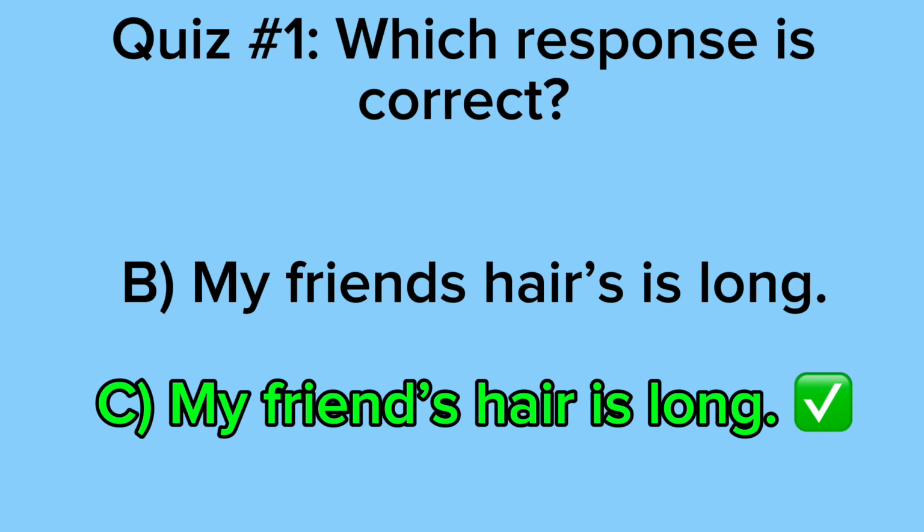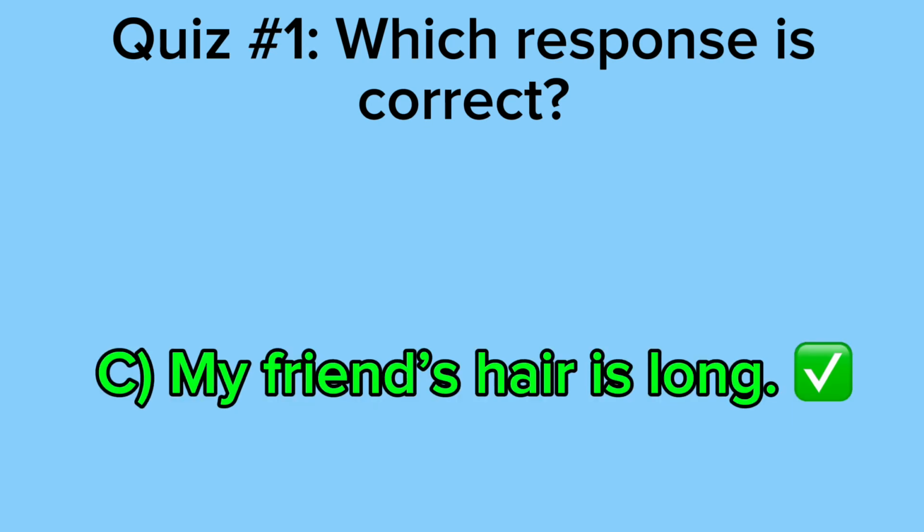A is grammatically incorrect because friends is plural and it shouldn't be. B is also grammatically incorrect because friends is plural and it shouldn't be. And hairs, like, what does that mean? That doesn't make sense. And C is grammatically correct because friend's has the apostrophe and is showing ownership. The hair belongs to the friend.